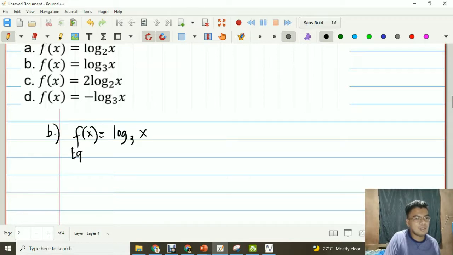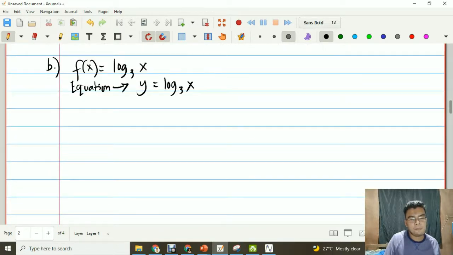So for its equation, we just replace f of x with y. Y is equal to log base 3 of x. For our table of values, we need to rewrite this equation in terms of its equivalent exponential form. This can be written as x is equal to 3 raised to y. So from this, we can generate our table of values.